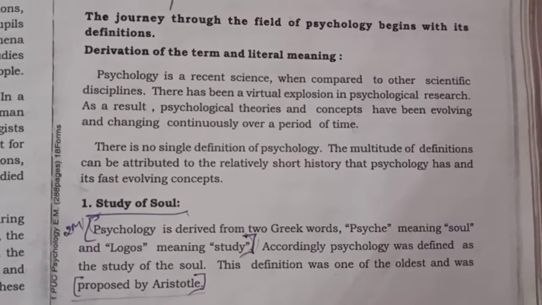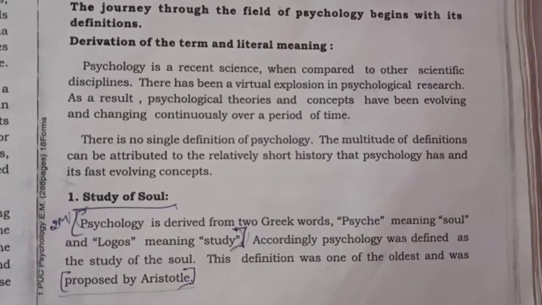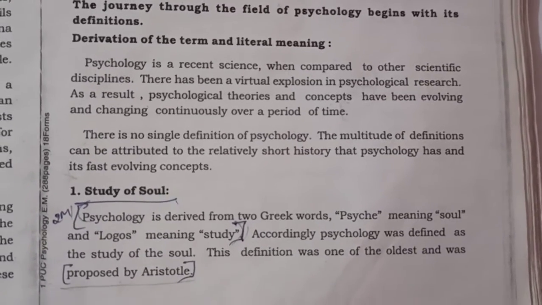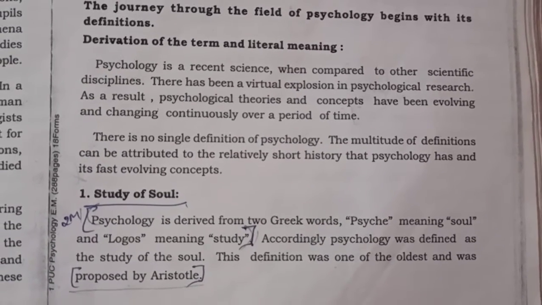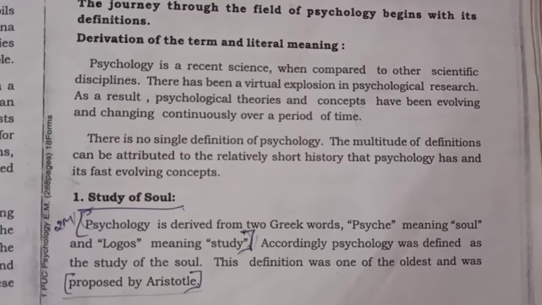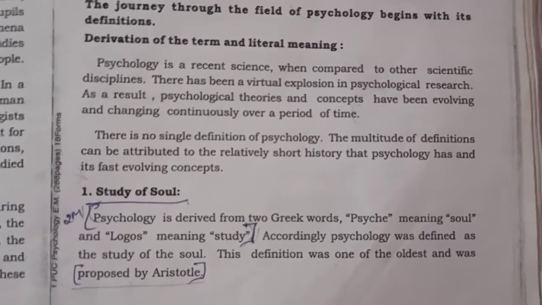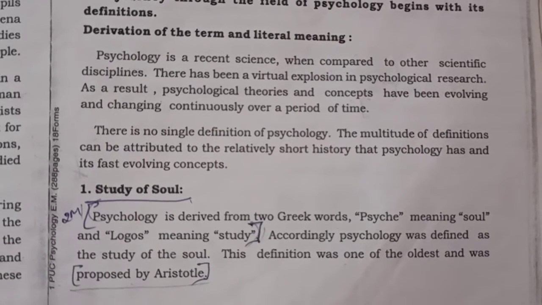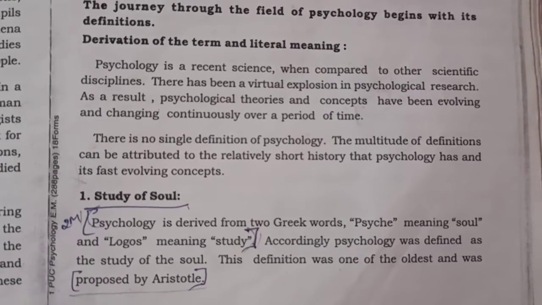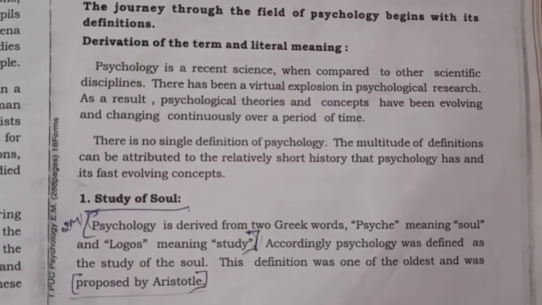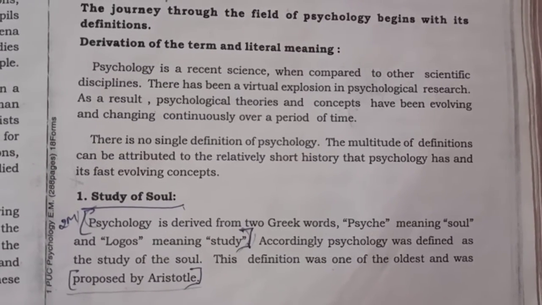The next thing to focus on is that the journey through the field of psychology begins with the definitions, and how the definitions of psychology emerged: the derivation of the term and the literal meaning. Psychology is a recent science. When compared to other scientific disciplines, there has been a virtual explosion in psychological research. As a result, psychological theories and concepts have been evolving and changing continuously over a period of time.